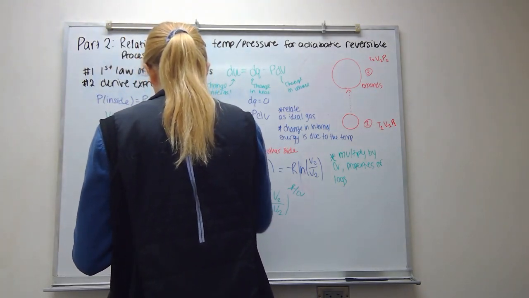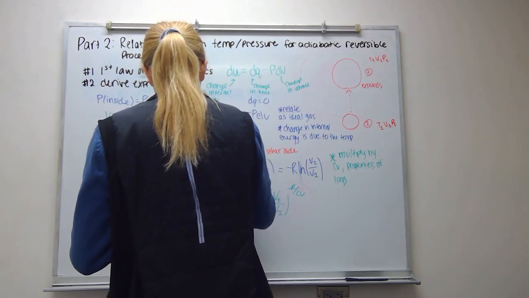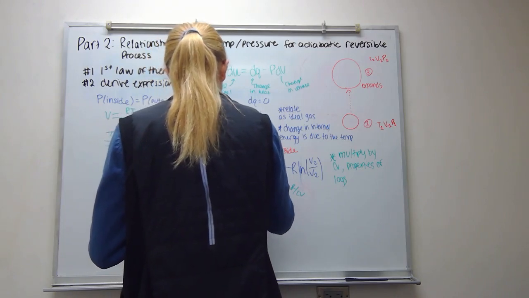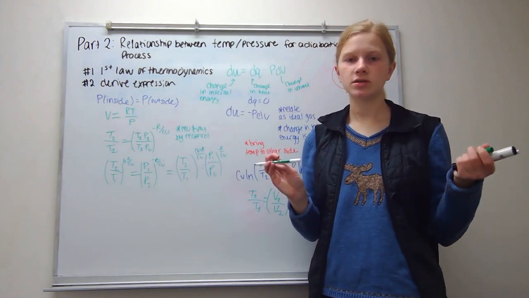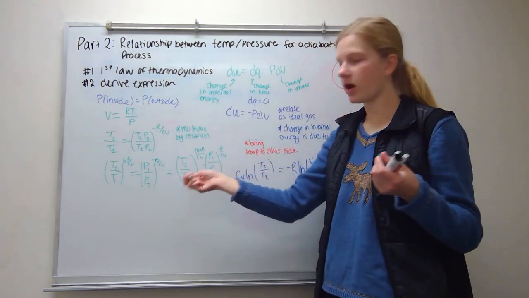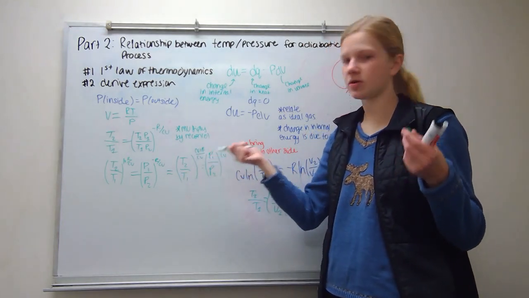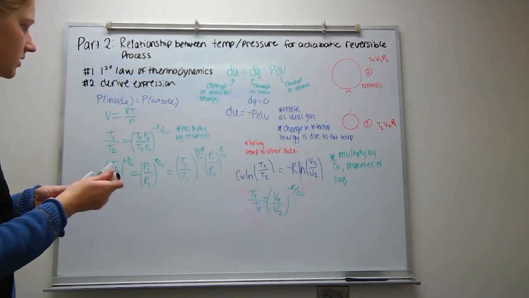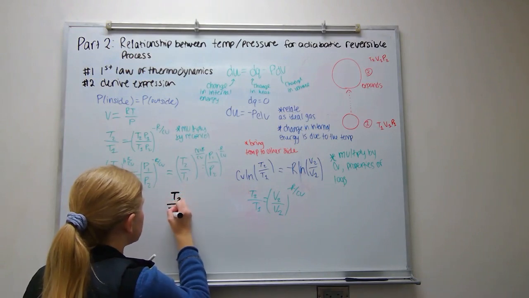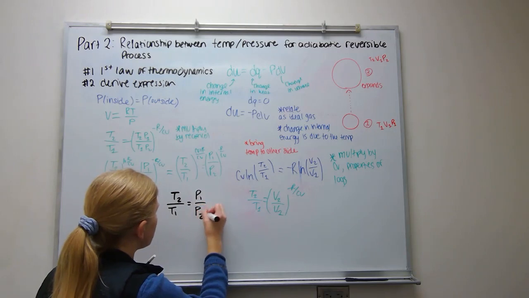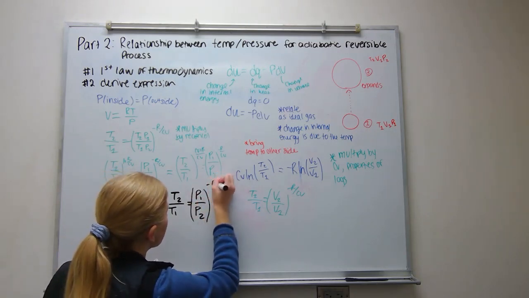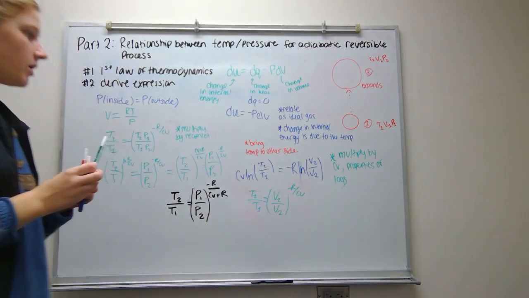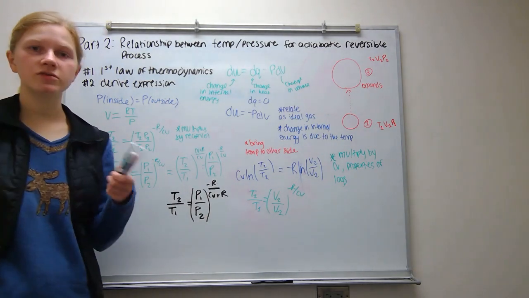So we get T2 over T1 all raised to the CV plus R over CV equals P1 over P2 raised to the negative R over CV. And essentially we're almost done. We just want to get rid of the power on our temperature. So we're going to multiply by the reciprocal of this to get just the temperature, and in the end our final equation is T2 over T1 equals P1 over P2 all raised, right, because we're multiplying by the reciprocal of that to get rid of the exponent. Okay, so that is our expression relating temperature and pressure for an adiabatic reversible process.